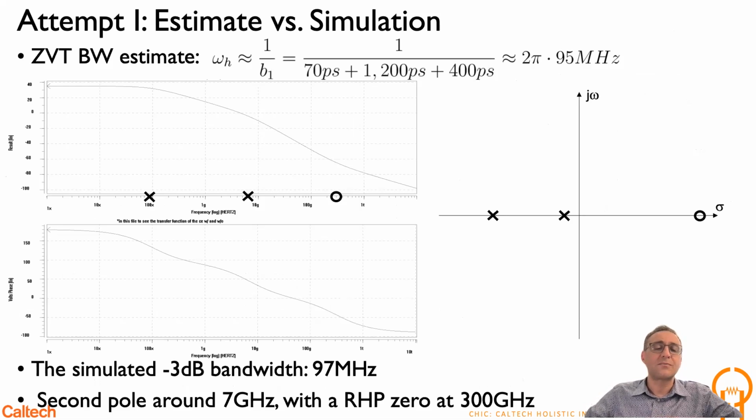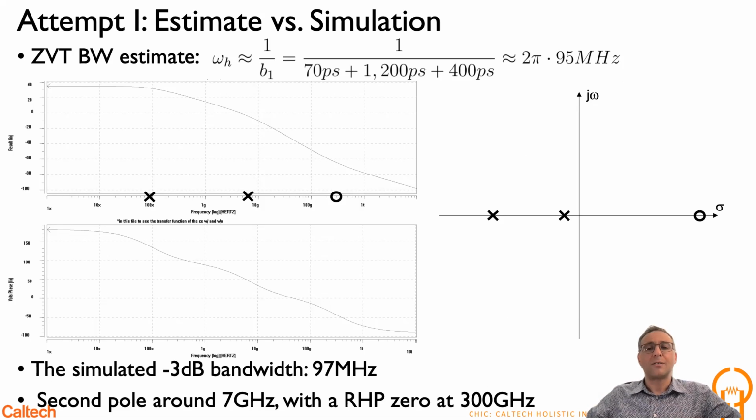If you actually run a simulation of this, shown here, these are the Bode plots of the amplitude and the phase, you will see that you have a 3 dB bandwidth of 97 megahertz. So we have an estimate that's a little bit conservative, but it's pretty accurate. And then there's a second pole at 7 gigahertz. You can see it from the Bode plot, and a right half plane zero that you can tell from the amplitude becoming shallower, but the phase continuing to go. So this is basically what you see.